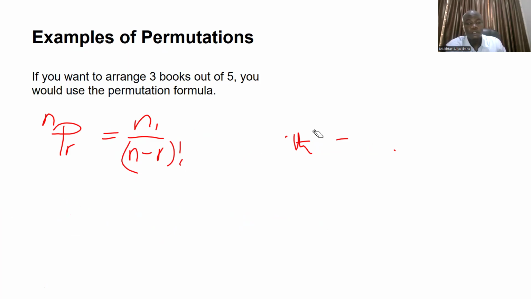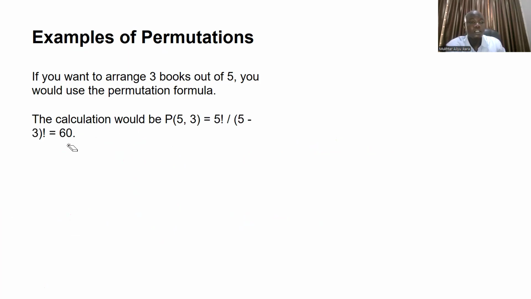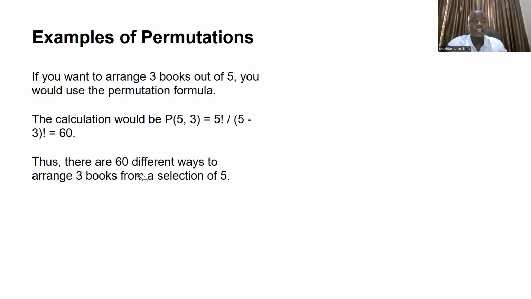You see how we were able to calculate the possible number of arrangements. So without wasting much time, let's look at the calculation. P(5, 3) is equal to 5 factorial over (5 minus 3) factorial, which would give us 60, as I have shown in the example. So there are 60 different ways to arrange 3 books from a selection of 5.